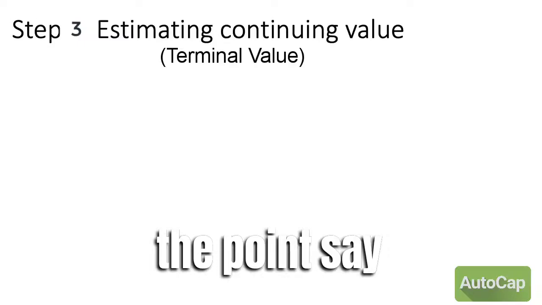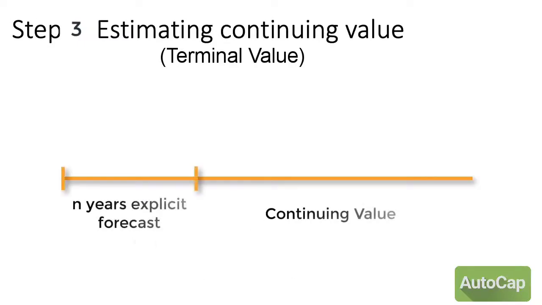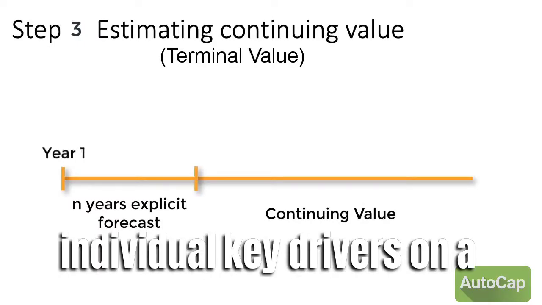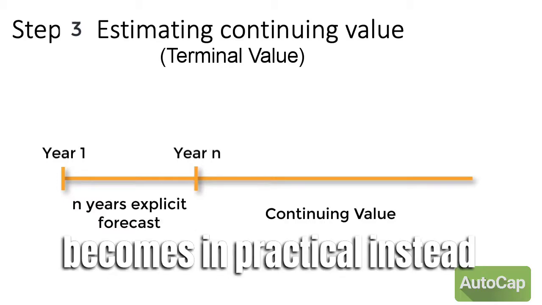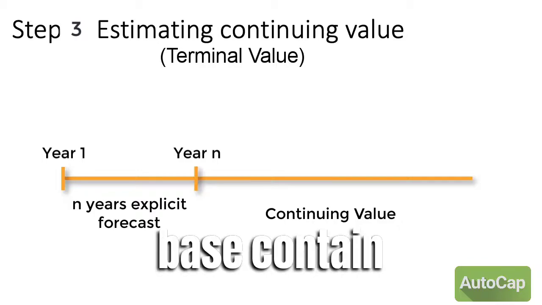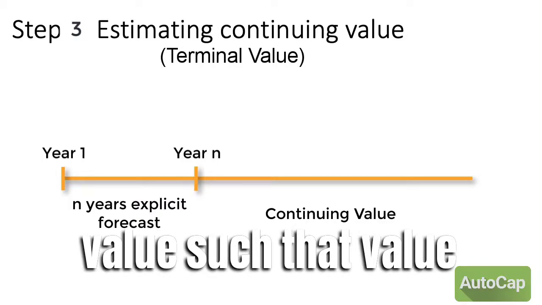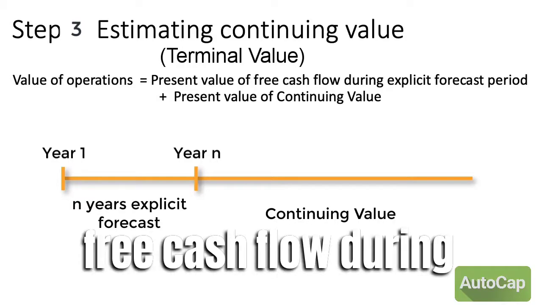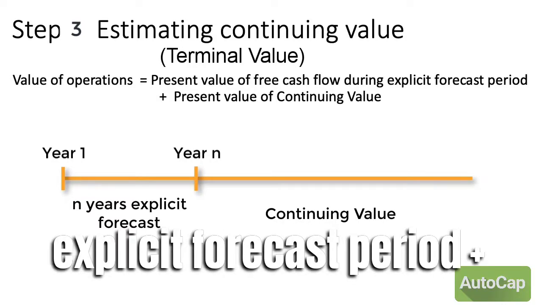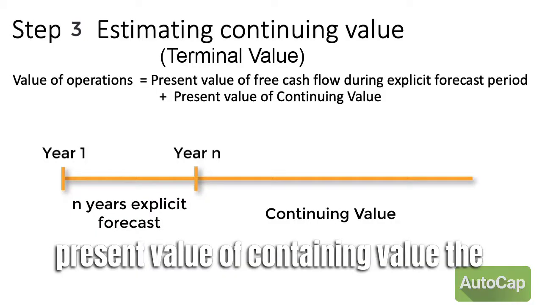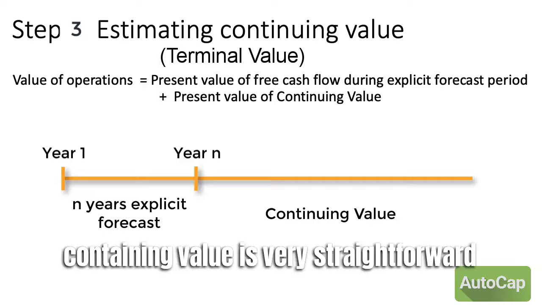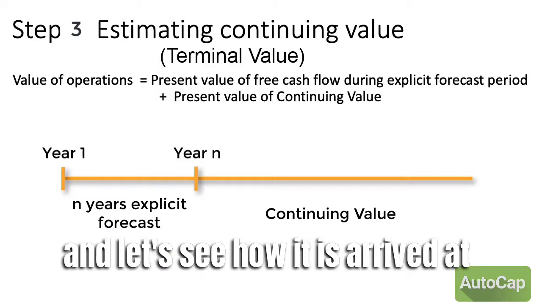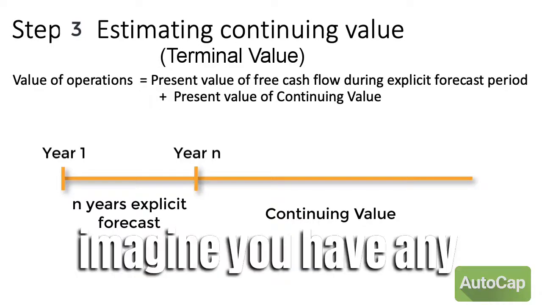Beyond a point, say after 5 years, forecasting the individual key drivers on a year-by-year basis becomes impractical. Instead, we use a perpetuity-based continuing value, such that value of operations is equal to present value of free cash flow during the explicit forecast period plus present value of continuing value. The formula for continuing value is very straightforward, and let's see how it is arrived at.